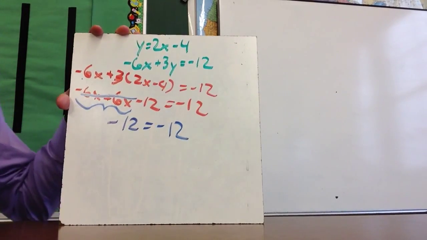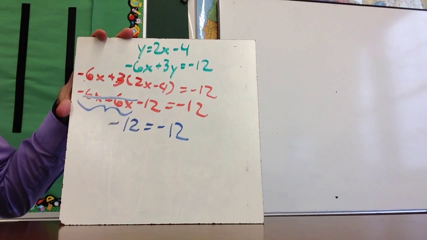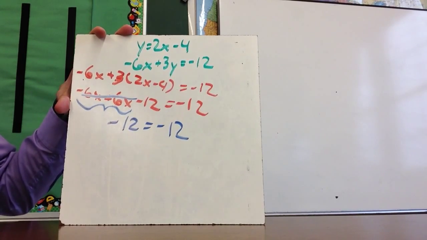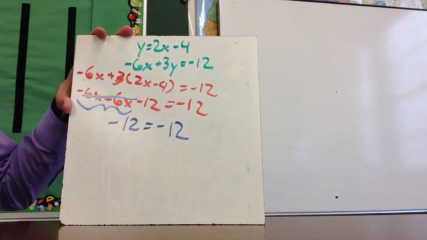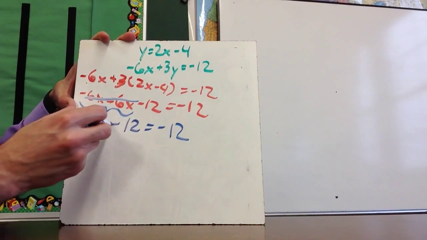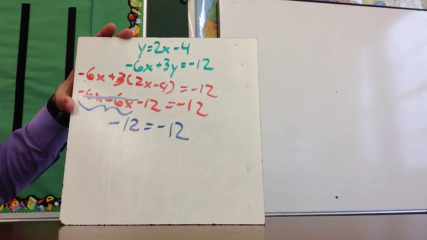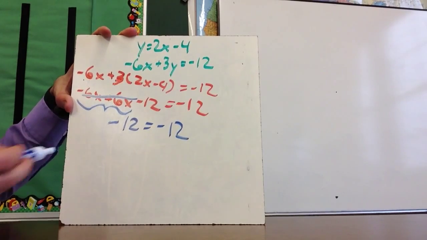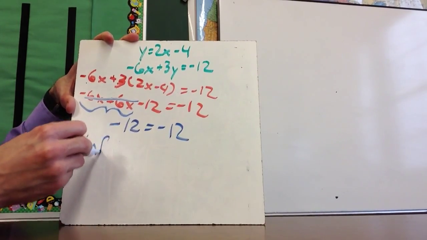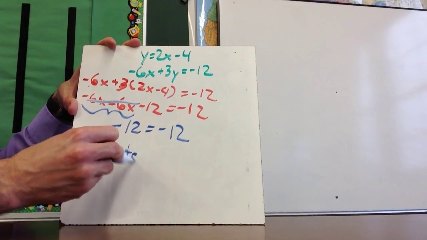Okay? The bad news is that the x is gone. The good news is that negative 12 does in fact equal negative 12. So when you get to a point with this where one of the variables has gone away, you are going to get one of two solutions. In this particular example, it is an infinite number of solutions.